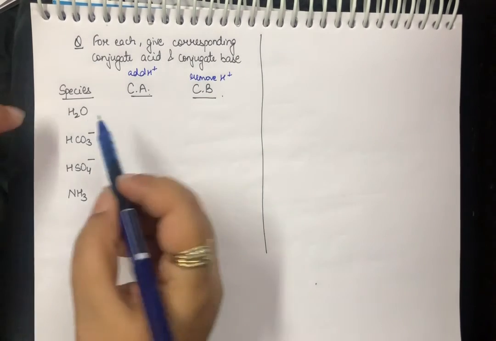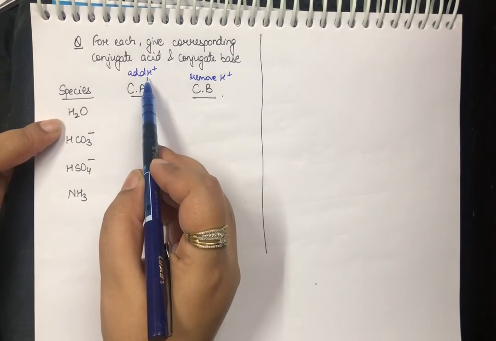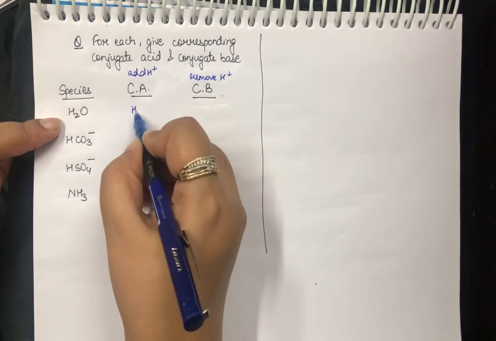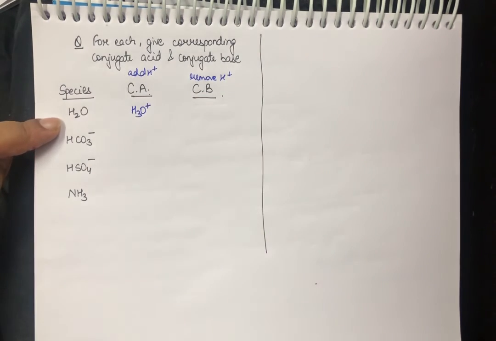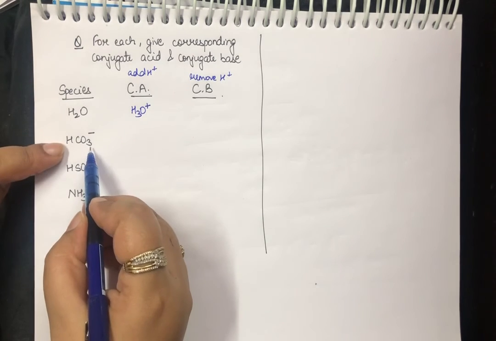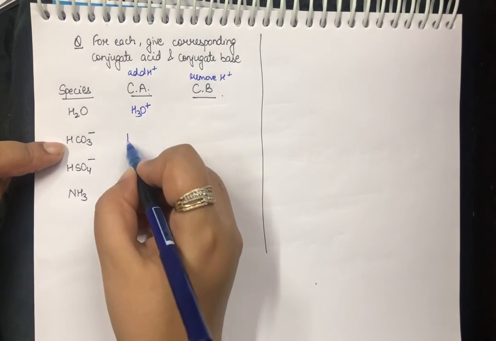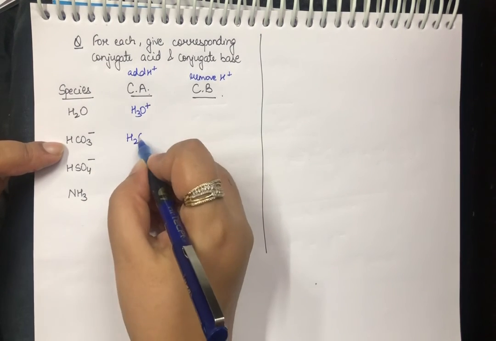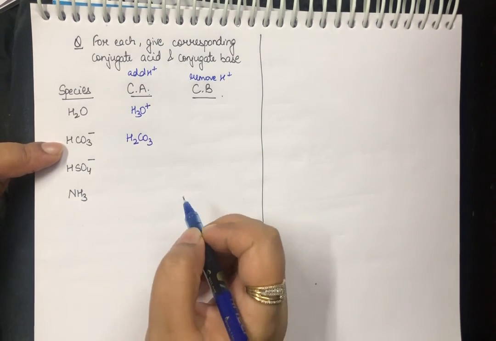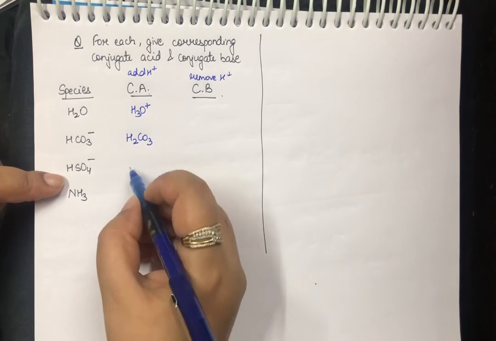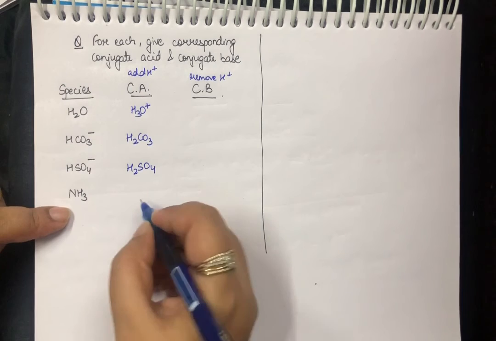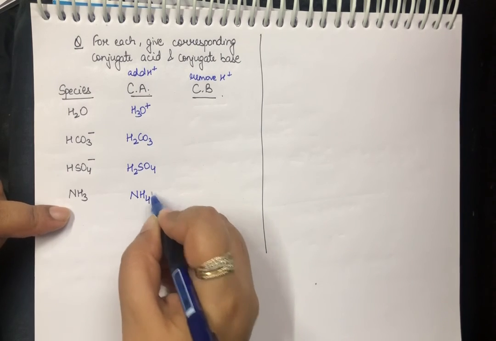Right. Now if I talk about water, what will be the conjugate acid? For conjugate acid, you have to add H plus. So this will become H3O plus. For HCO3 minus, if you add H plus, there would be two hydrogens, and the plus of the H plus and this minus will cancel out. So it will become H2CO3. For HSO4 minus, again you will have H2SO4. For NH3, you will have NH4 plus.